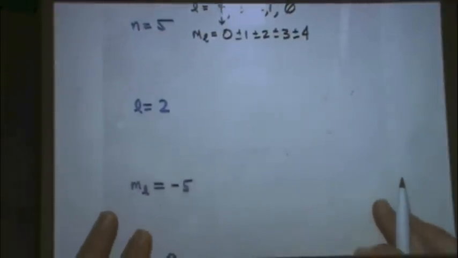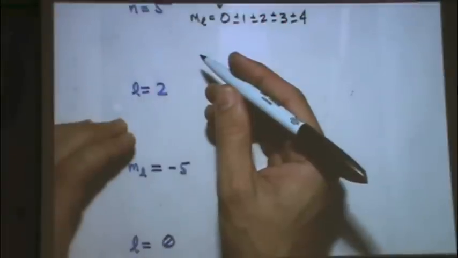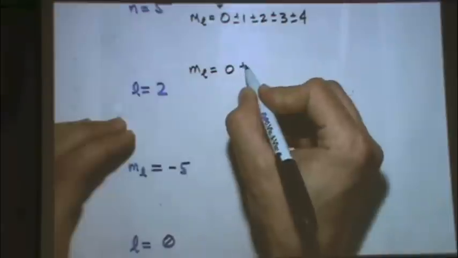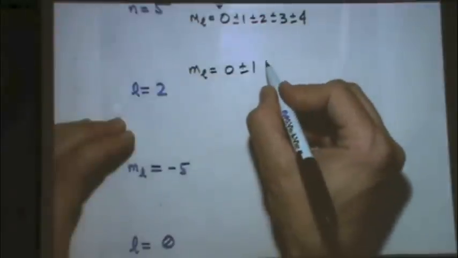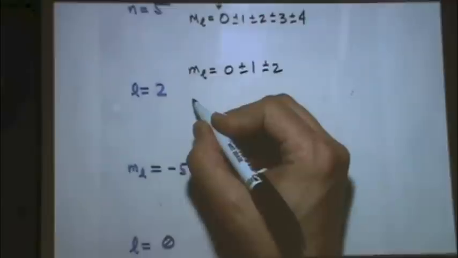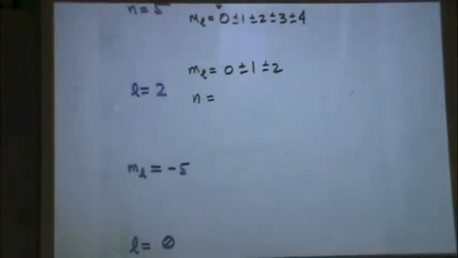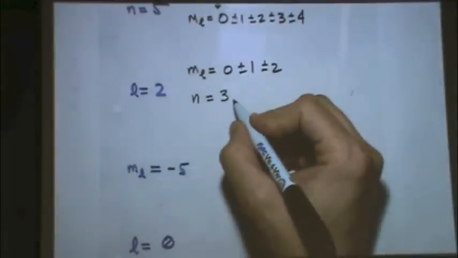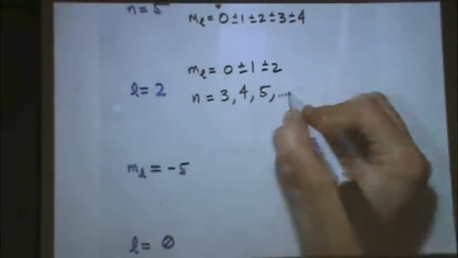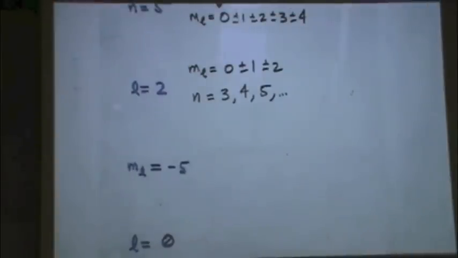Okay, let's try the next one. If l equals 2, let's start with m sub l. m sub l could be 0, plus or minus 1, anything else? Plus or minus 2. Remember, whatever l is, m sub l is between positive l and negative l, or plus 2 and negative 2. Okay. n, what's the smallest n could be? 3. Could it be anything else? It can't be 2. Could it be 4? Yeah, it can be bigger than l. Could it be 5? Yeah, to infinity, etc. Anything equal to 3 or larger is possible if l equals 2.